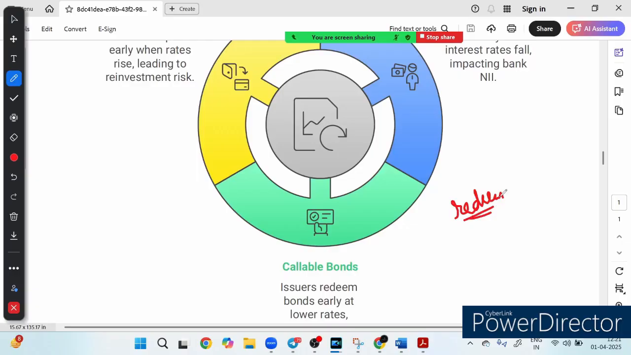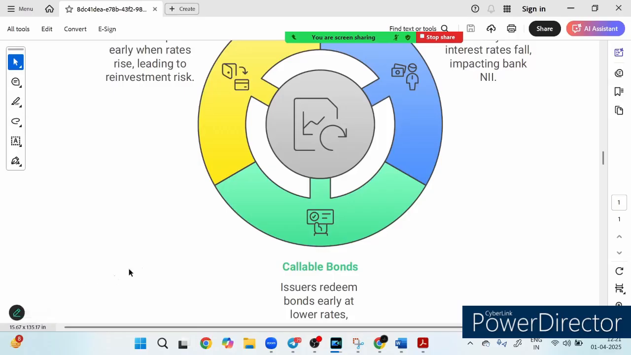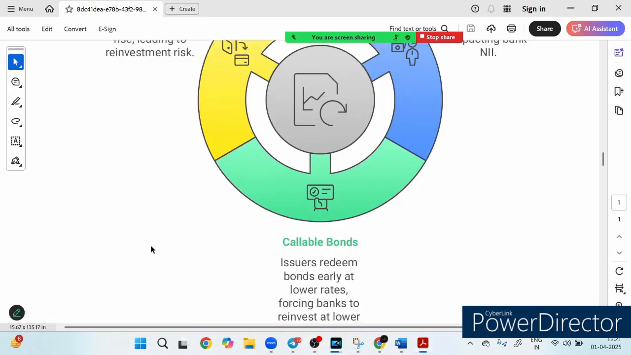So banks must anticipate and hedge against these risks using financial strategies like interest rate swap. You might have heard of IRS, interest rate swap, or duration matching, or diversified asset management. A small change in rate can make a huge gain or loss. In finance, it is not just about making money; it is about keeping it, right? So managing embedded option risk is the key to long-term success. I hope it is clear now.